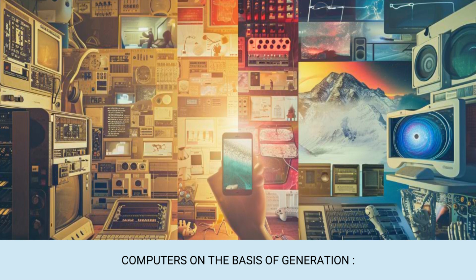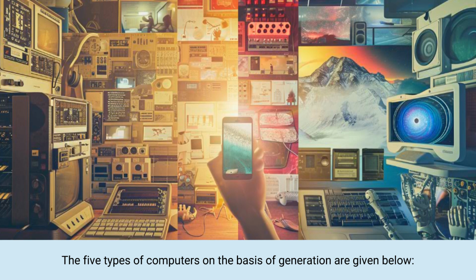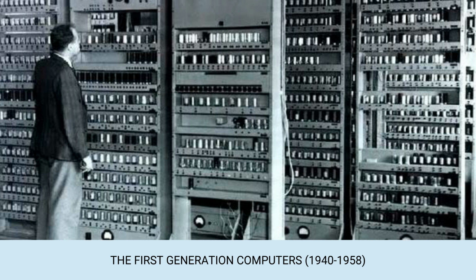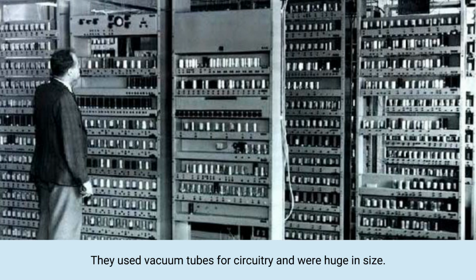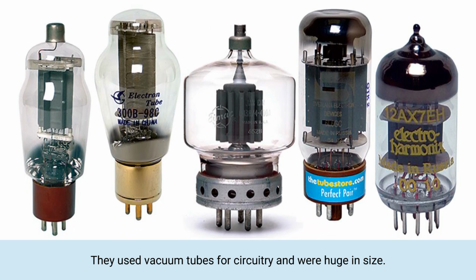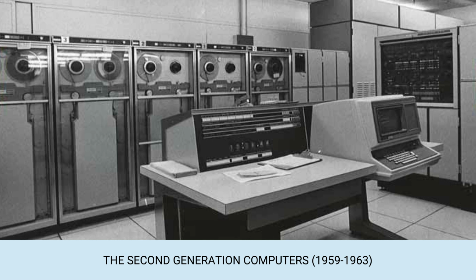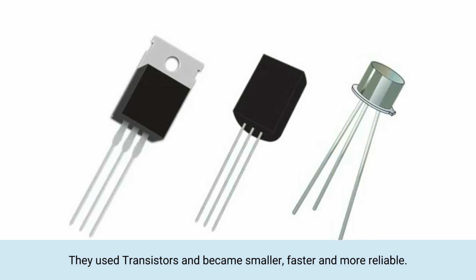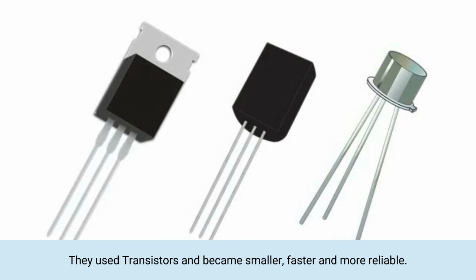Computers on the basis of generation. The 5 types of computers on the basis of generation are given below. The first generation computers, 1940 to 1958. They used vacuum tubes for circuitry and were huge in size. The second generation computers, 1959 to 1963. They used transistors and became smaller, faster, and more reliable.